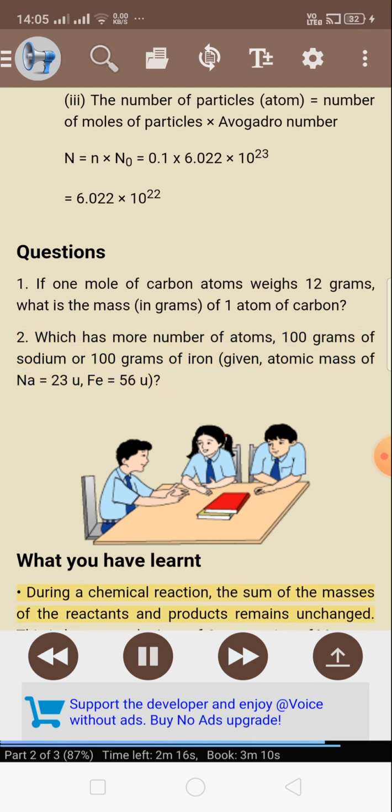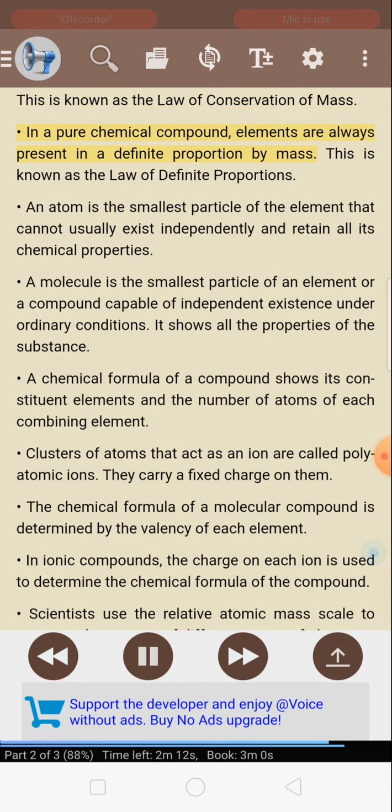What you have learned. During a chemical reaction, the sum of the masses of the reactants and products remains unchanged. This is known as the law of conservation of mass. In a pure chemical compound, elements are always present in a definite proportion by mass. This is known as the law of definite proportions.